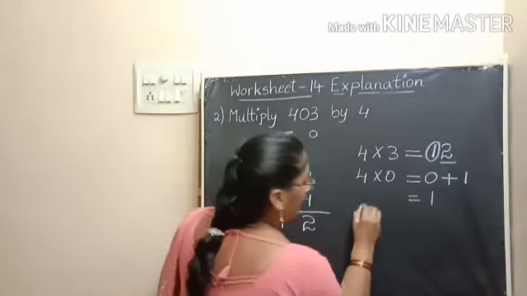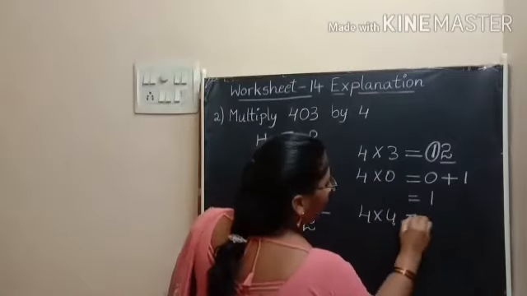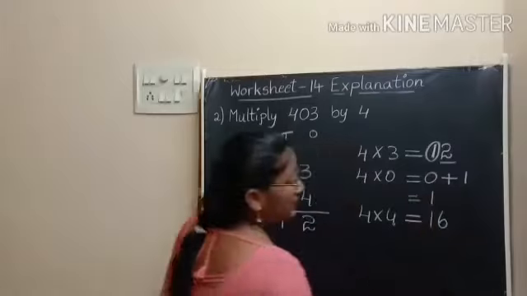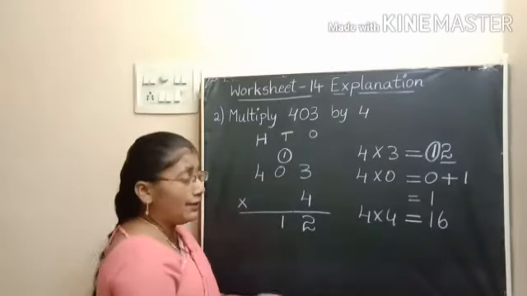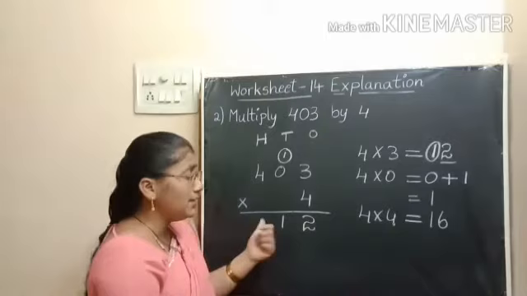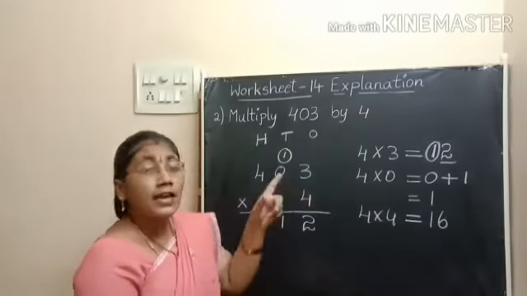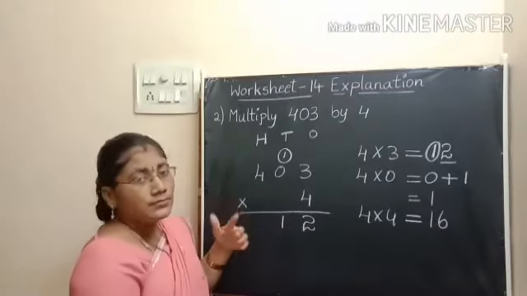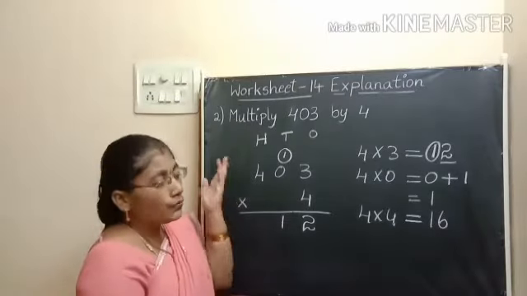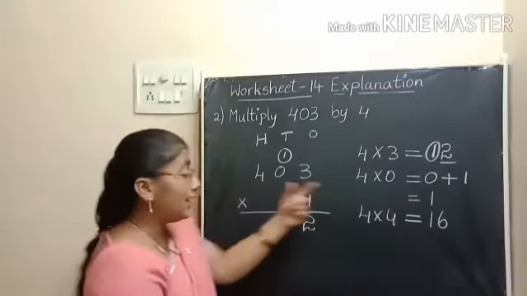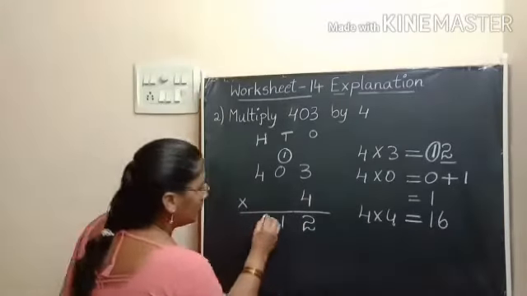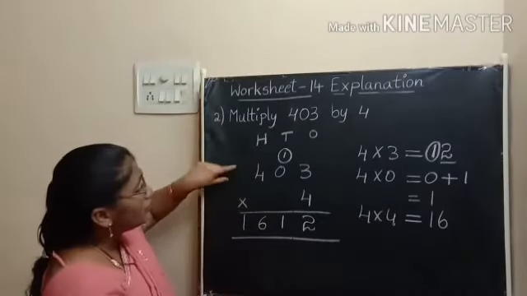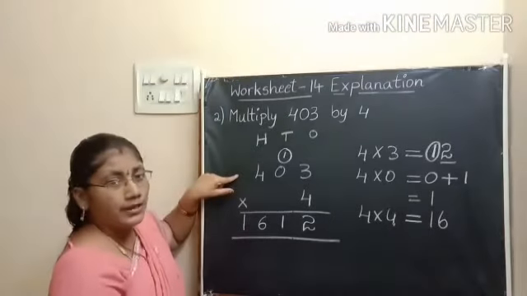Understood? Then take 4 into 4. How much is it? 4 fours are 16. Actually, we have to write the right side digit as the result and the left side digit as carry to the next place. Is there any other column to multiply? Nothing is here. So, we can write 16 directly here. Understood, children? We can write 16 as a result here because there is no other column to multiply.